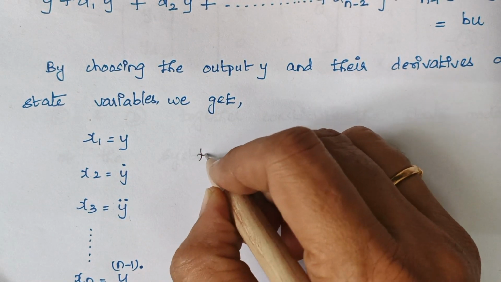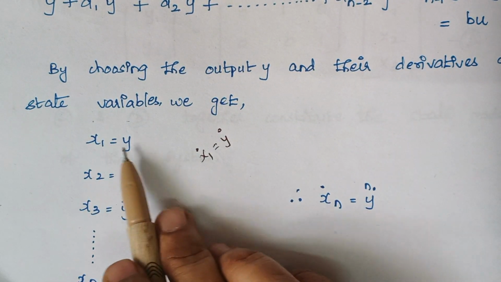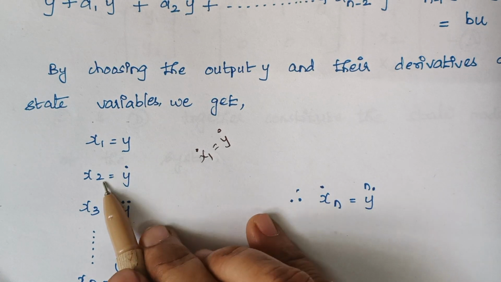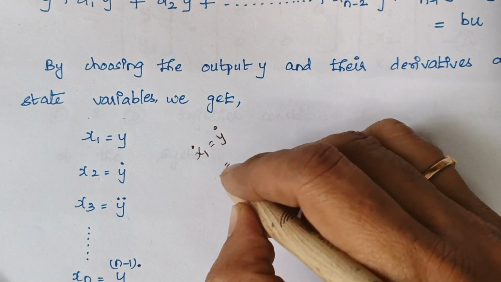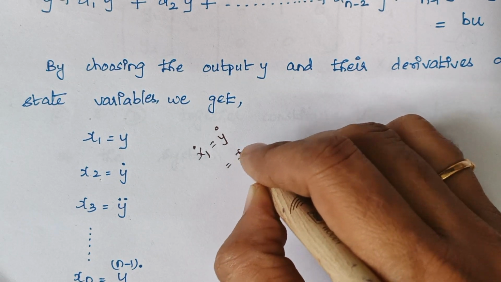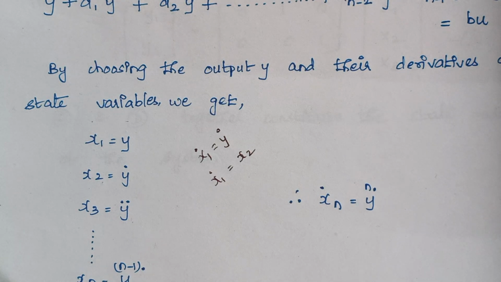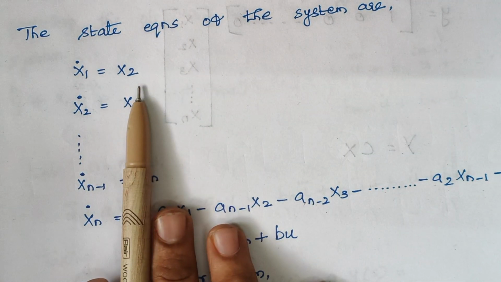Just writing x1 dot will be equal to y dot, right? That is, I'm differentiating on both sides. So this y dot is nothing but x2, which we had already assigned. So here we can write x1 dot is equal to x2, right? This is the reason why x1 dot is equal to x2.